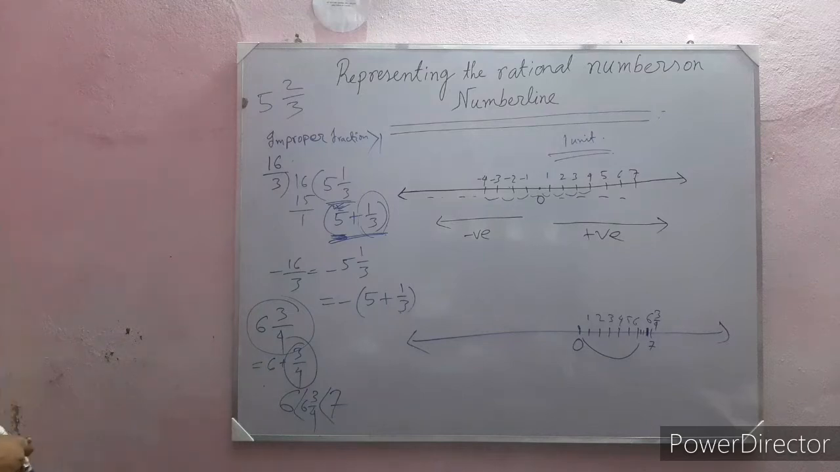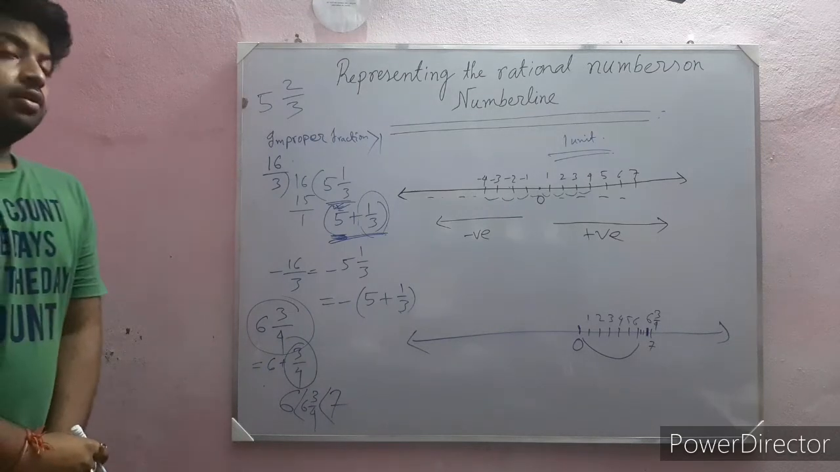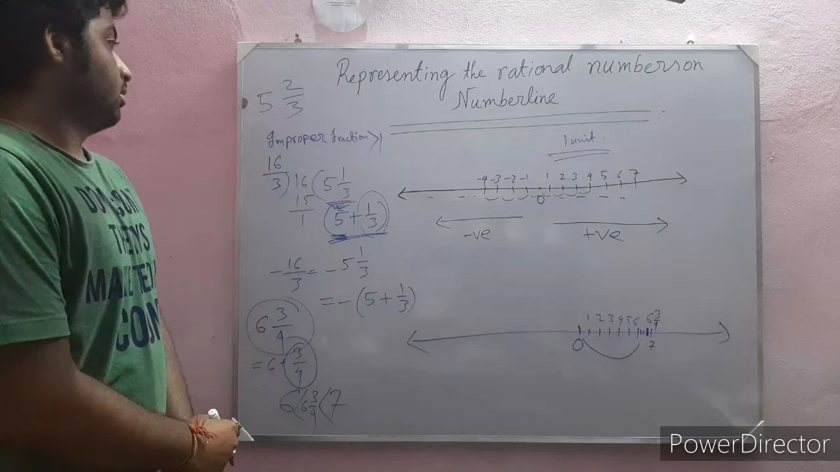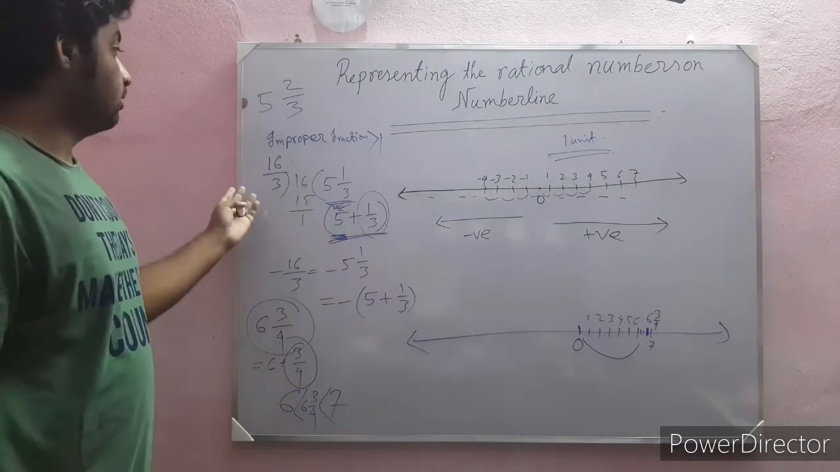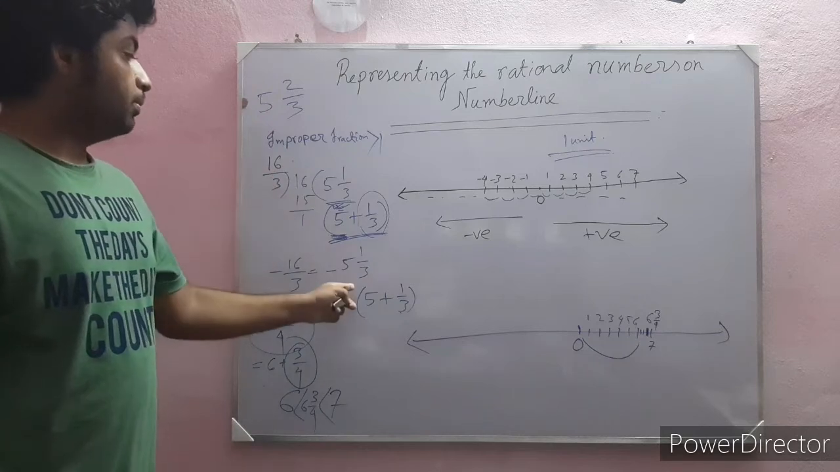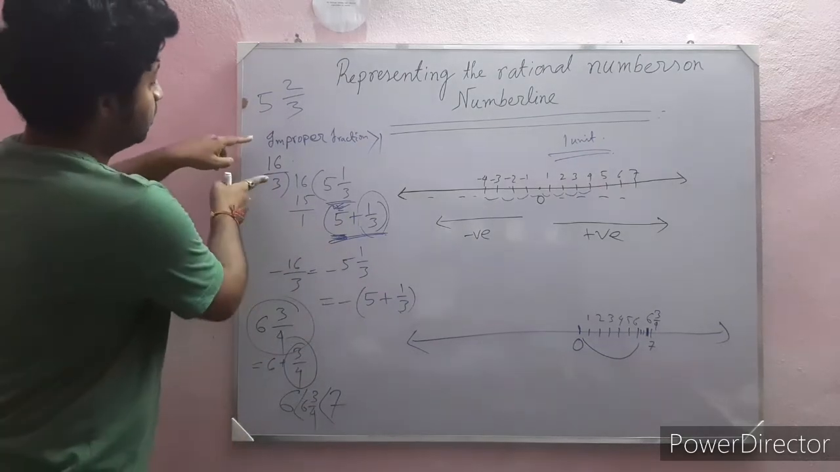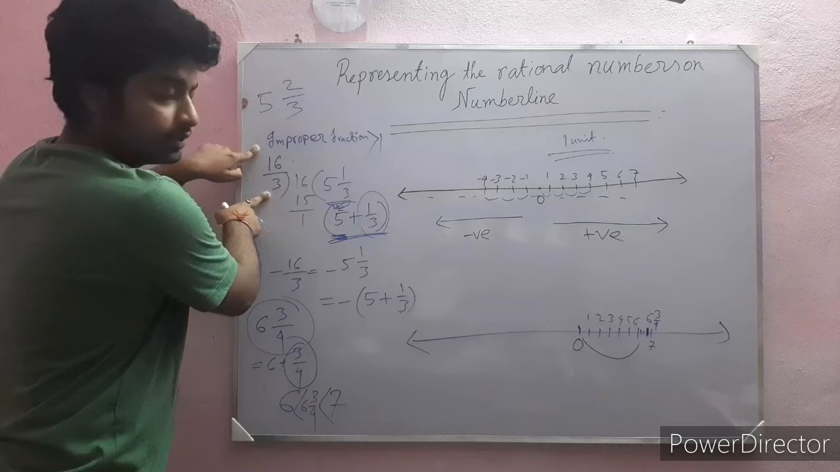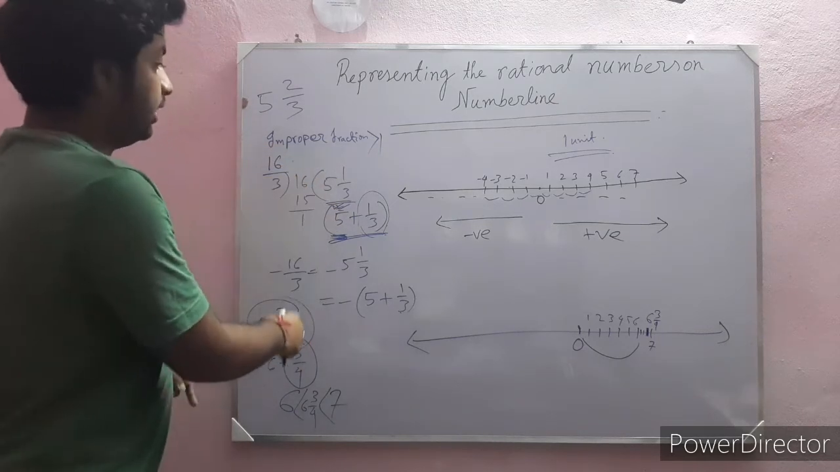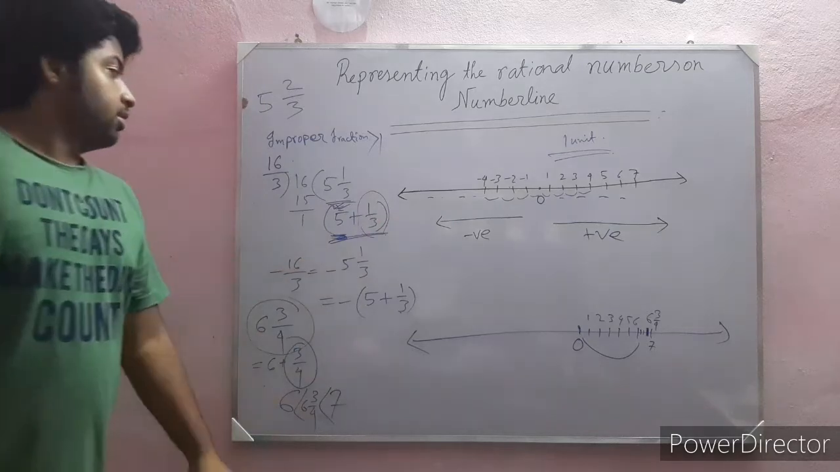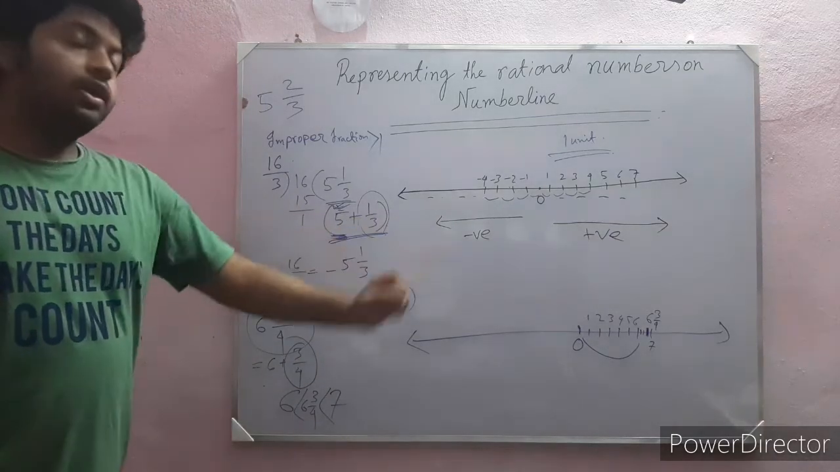Okay. In this way, you can put the improper fraction on the number line by converting that number into a mixed fraction. Here, the improper fraction is converted into a mixed fraction, and then I have plotted the number on the number line, right?